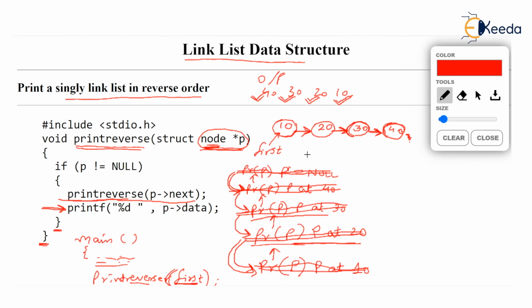That's great. But by the way, I hope you have understood how to print a singly linked list in reverse order using a recursive function. Thank you very much.